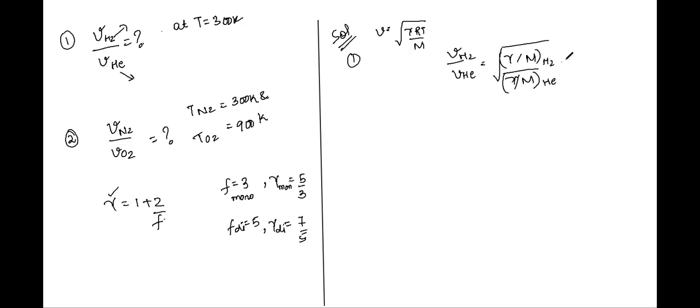What is the value of gamma for hydrogen? Tell me. 7 by 5. Very good. Why? Because it is a diatomic gas. Very good. What about hydrogen's molar mass? 4. Sure?